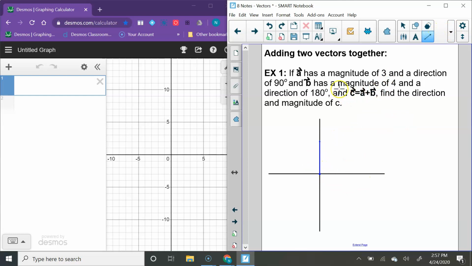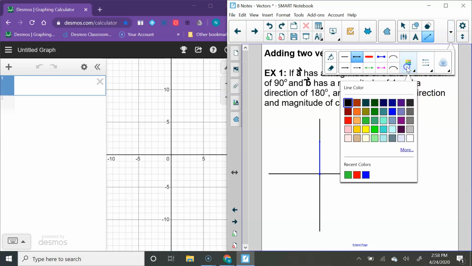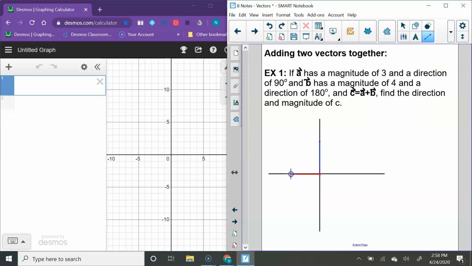And then vector B has a magnitude of 4 and a direction of 180 degrees. So I'm going to draw that in, and let's use red for that one. And so 180 degrees would be to the left here, and I'm going to make it a little bit longer than the other vector here. So let's label this stuff. We've got 3 right here. We've got 4 right here.